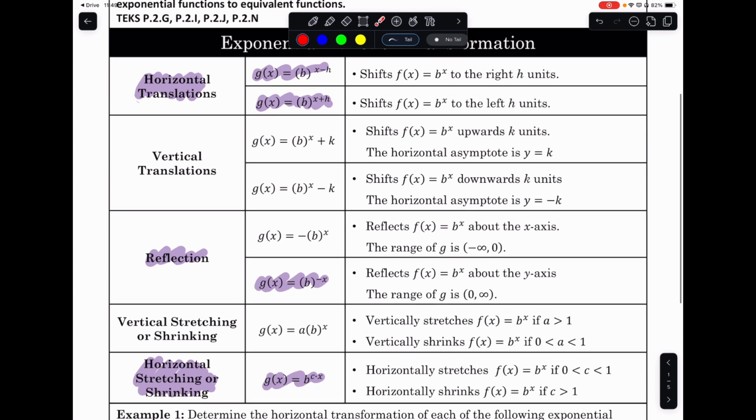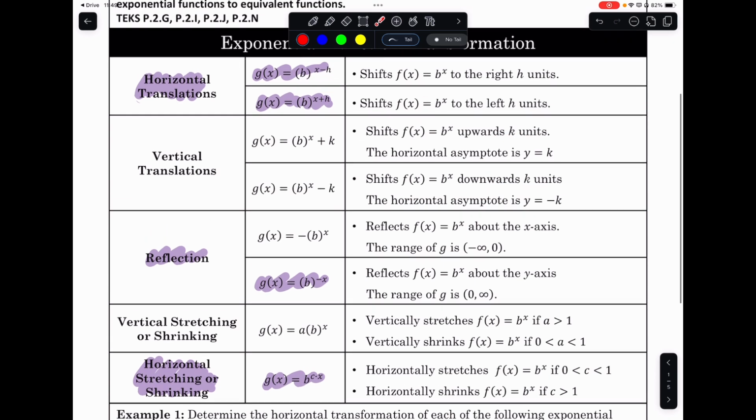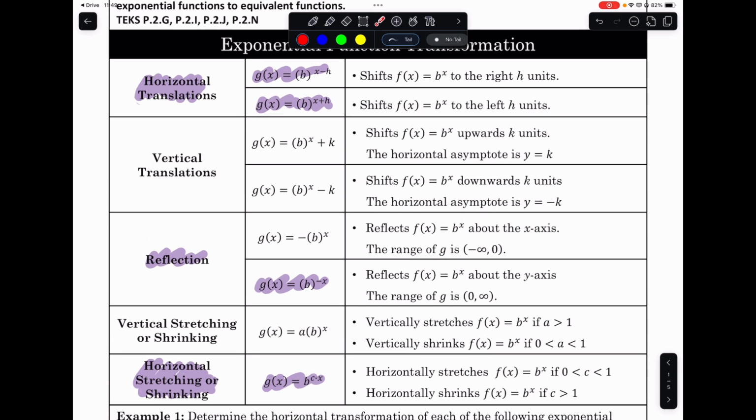Compare that to vertical translations: adding or subtracting a value, we'll call it k, to the entire function itself, notice a different notation, is going to shift the graph upwards or downwards. If you recall from the previous video, these graphs have horizontal asymptotes, and the horizontal asymptote is also going to shift accordingly. Instead of being at 0, adding this value of k will shift the horizontal asymptote to y equals k, and subtracting k will shift the horizontal asymptote to y equals negative k.